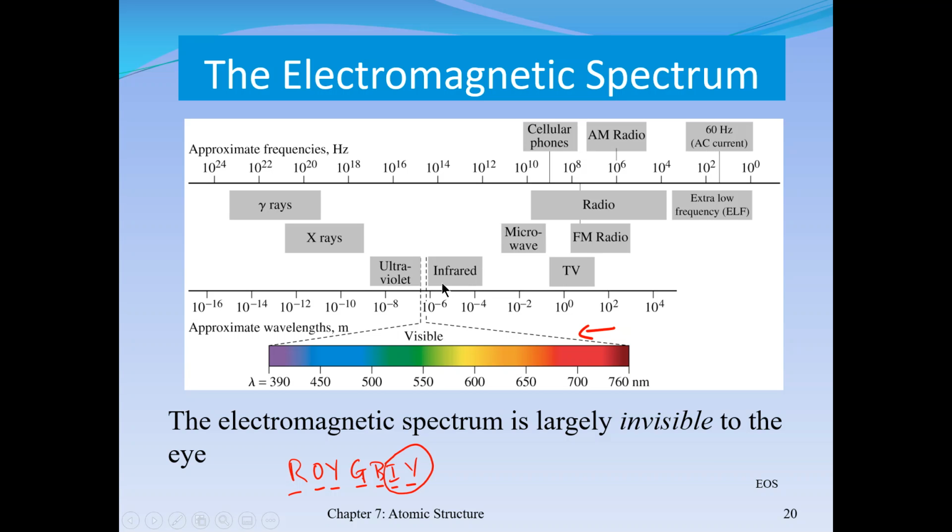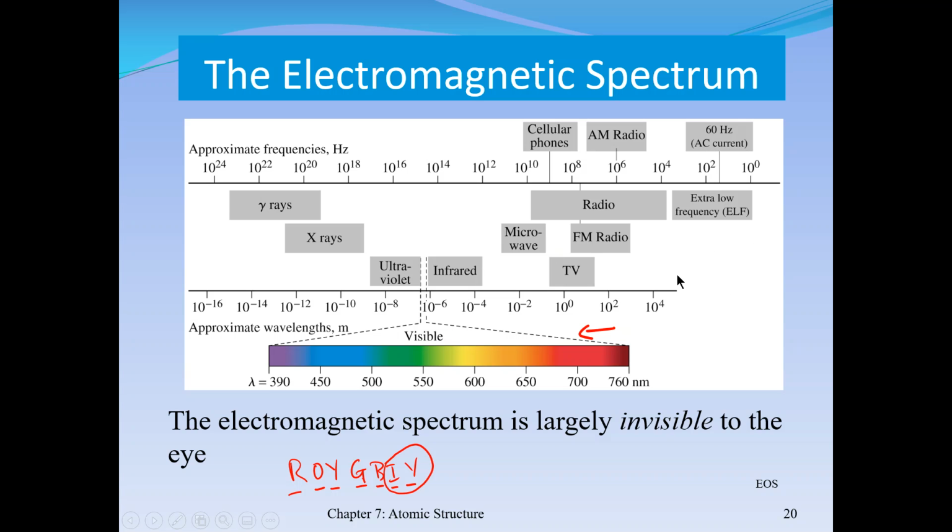Okay, and then beyond that, on this side here, just after the visible region with increasing wavelength, you have the infrared region, then you have the set of radio waves such as FM, TV, microwave, and then down here we have the extra low frequency part of the electromagnetic spectrum. All right, so that's basically what it looks like.